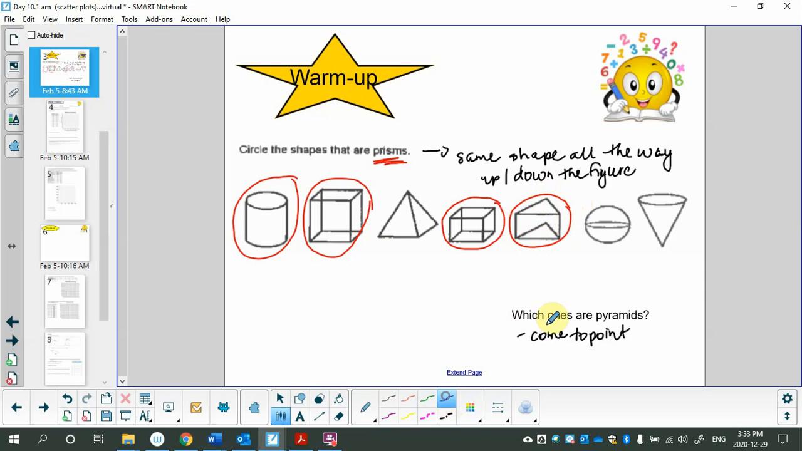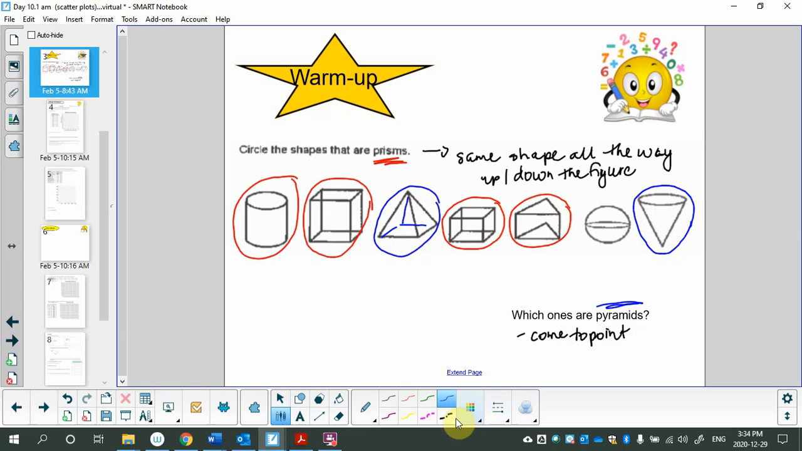Then let's look at our pyramids. So our pyramids, I'm going to color in or circle in blue. This is a pyramid. That's your typical pyramid. And it might be a square-based pyramid. It could be a rectangular-based pyramid. And last of all, this one is a pyramid. It is a circle-based pyramid, but it still comes to a point rather than an edge.